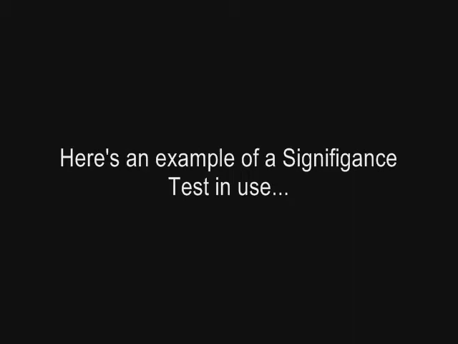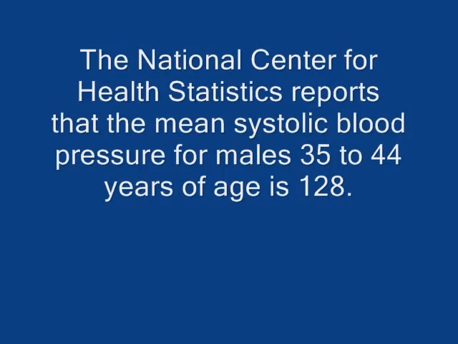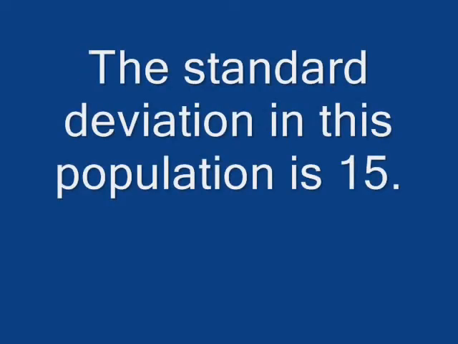The National Center for Health Statistics reports that the mean systolic blood pressure for males 35 to 44 years of age is 128, and the standard deviation in this population is 15.